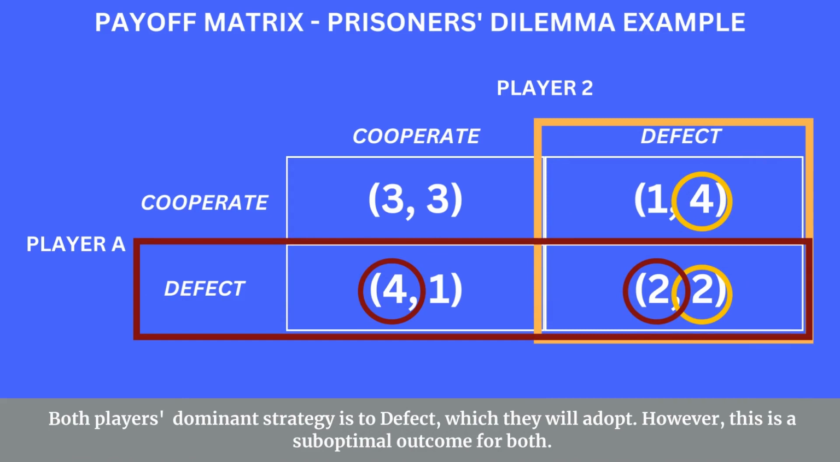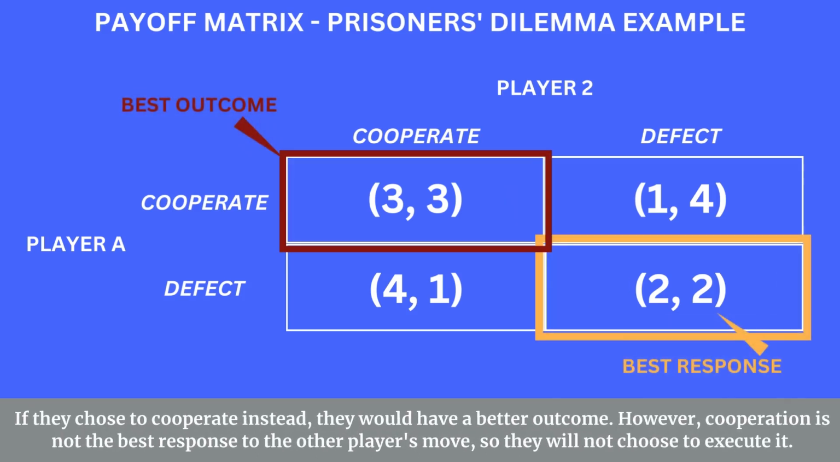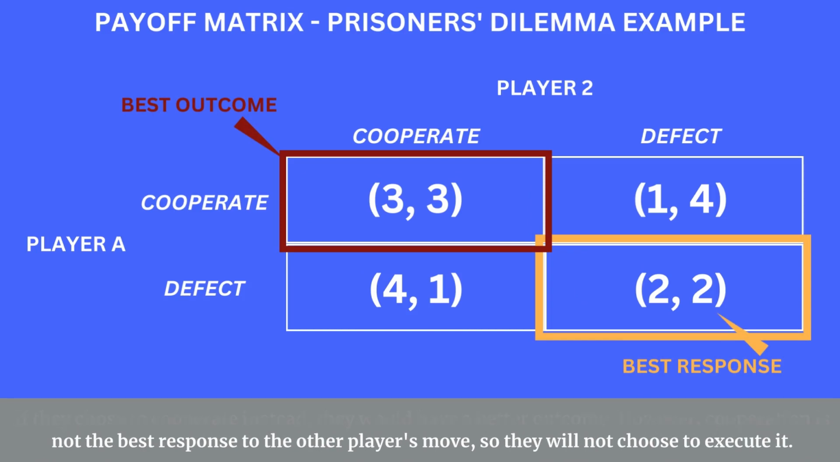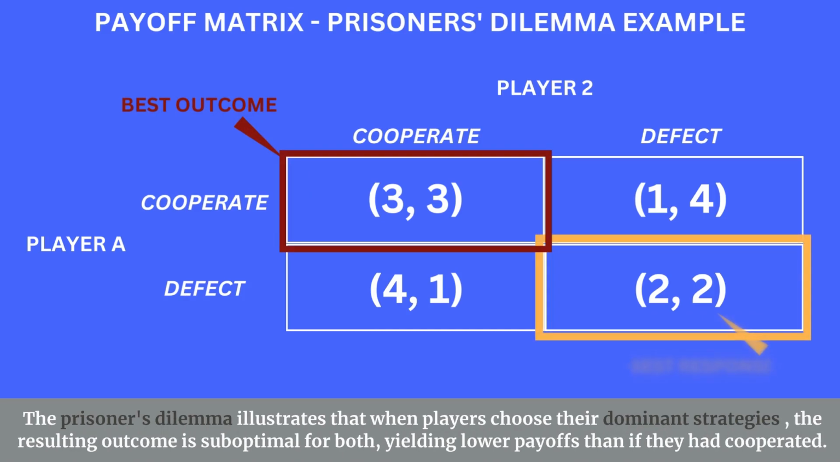However, this is a suboptimal outcome for both. If they chose to cooperate instead, they would have a better outcome. However, cooperation is not the best response to the other player's move, so they will not choose to execute it. To achieve such an outcome, trust and coordination between the rivals are required, and this is not easily achieved, generally leading both players to be worse off. The prisoner's dilemma illustrates that when players choose their dominant strategies, the resulting outcome is suboptimal for both, yielding lower payoffs than if they had cooperated.